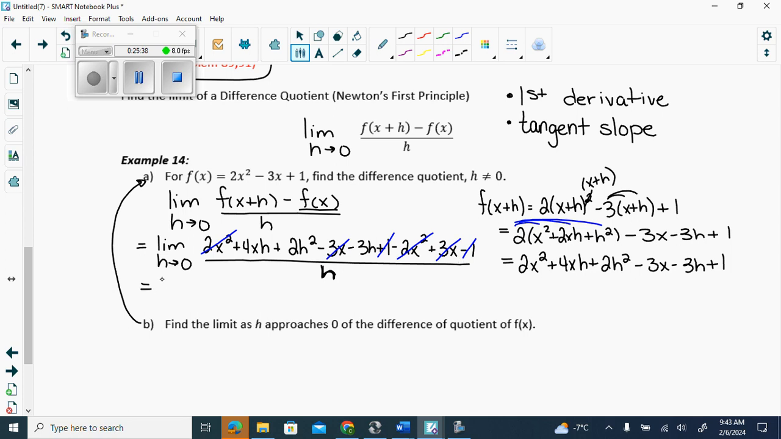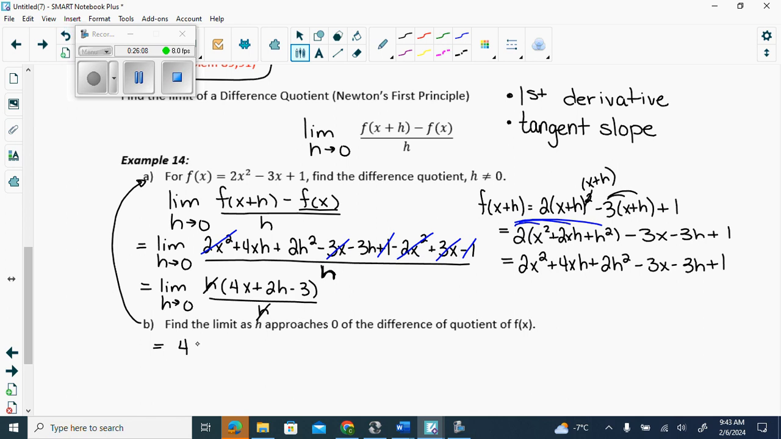So in the top, I am left with terms all having h in them, so I can GCF an h out. So I take an h out, I'm left with 4x plus 2h minus 3 all over h. And this is where we would have stopped before, correct? But now we have a limit. Did we get rid of the problem? Yes. So now we can actually substitute in. When we substitute in, we drop off the limit. We don't have to write it anymore.